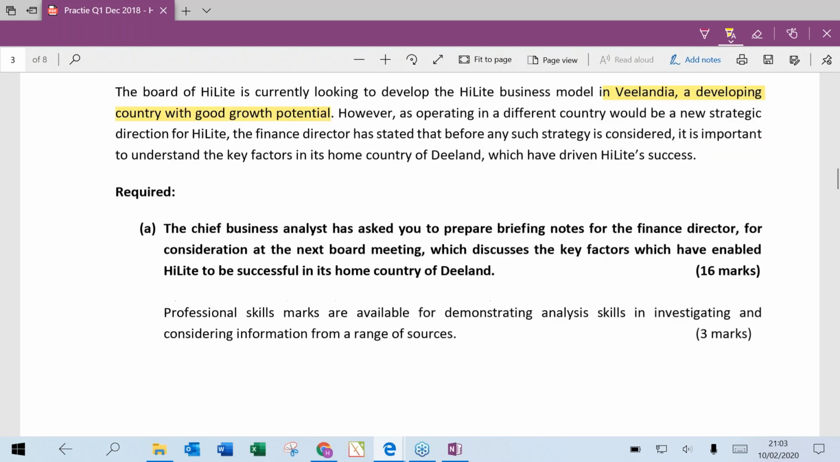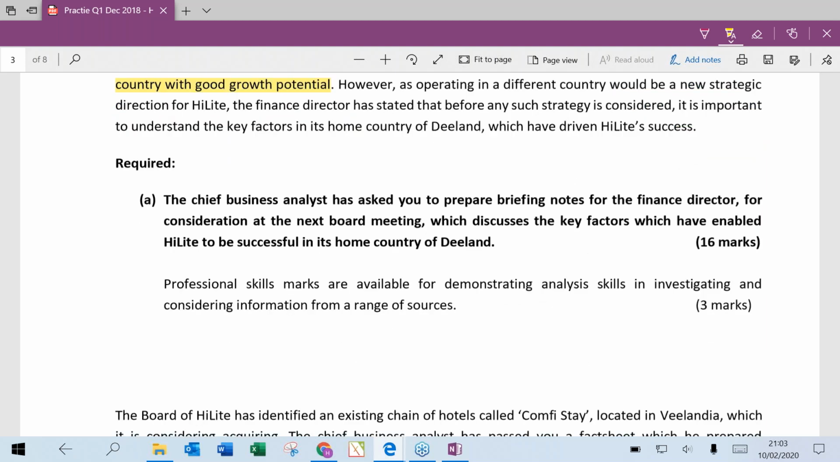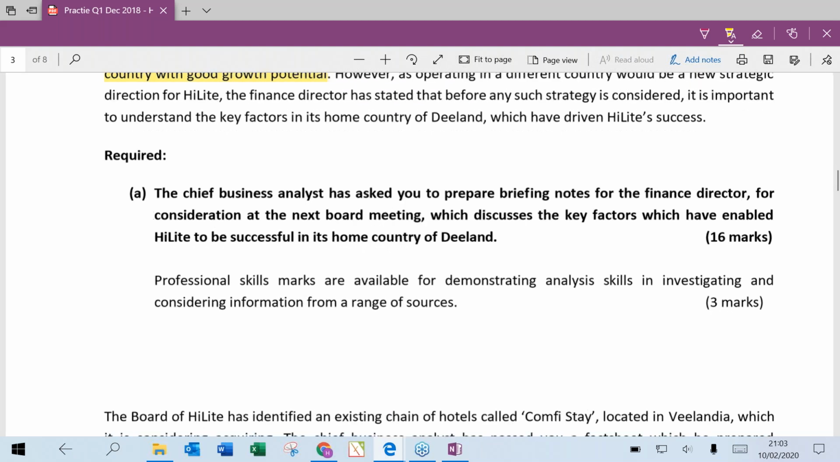Required. The chief business analyst has asked you to prepare briefing notes for the finance director for consideration at the next board meeting, which discusses the key factors which have enabled Highlight to become successful in its home country of D-land. 16 marks. Wow. Professional skills marks are available for demonstrating analysis skills in investigating and considering information from a range of sources. 3 marks. Very, very important.